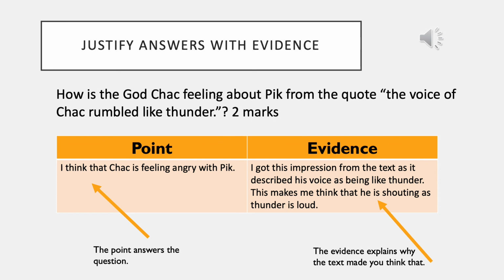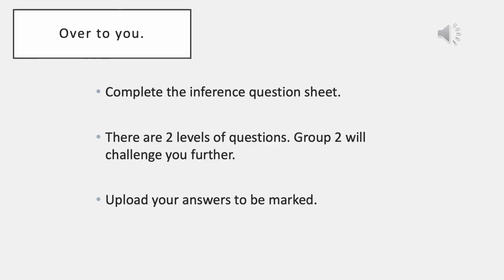This is the final task now for you today in this reading lesson. There are 2 sets of questions. So you're going to have questions just like the one before where you have a quote. You're going to look at the quote and answer the questions using point and evidence. You need to answer the question with your point and then find evidence in the text to justify the point that you have made. So you're going to complete the question sheet.